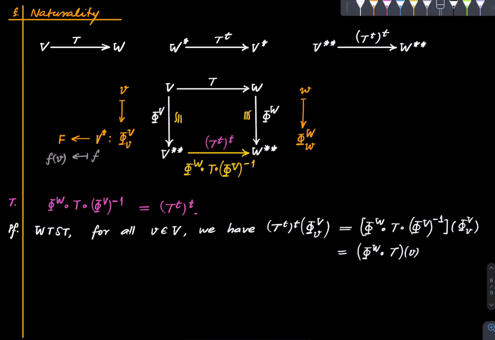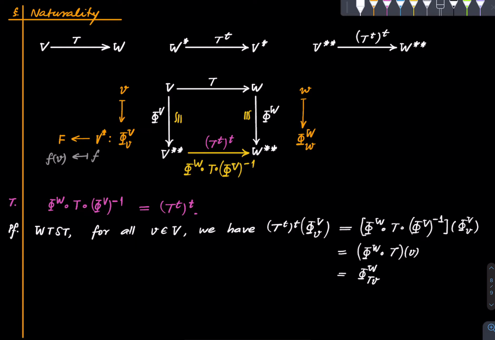And to show this, what do we do? This is the same as asking for this being true, because T of v is a vector in W, and therefore this is equal to that. So we want to show these two things are equal. Now this is a member of W double dual, and this is a member of W double dual. So how do you show two members of W double dual are equal?